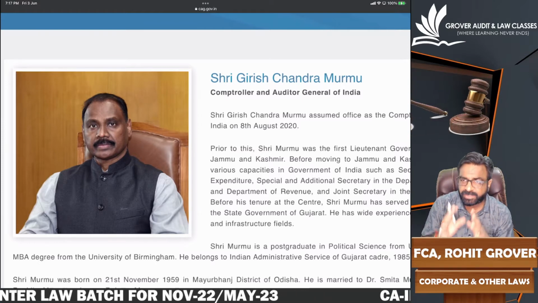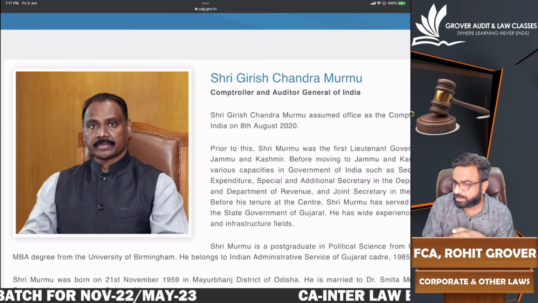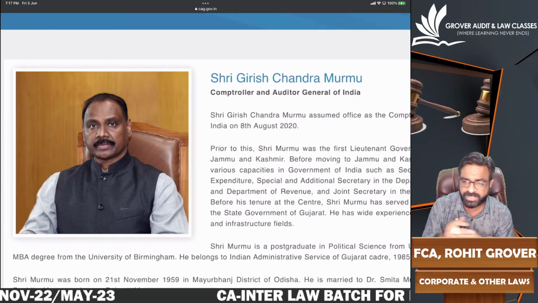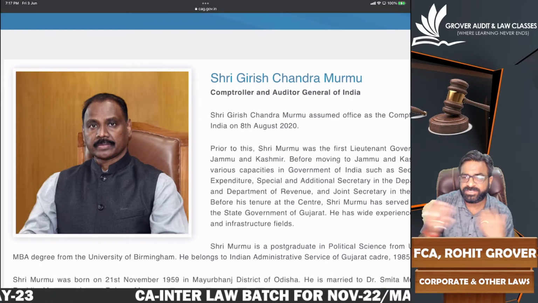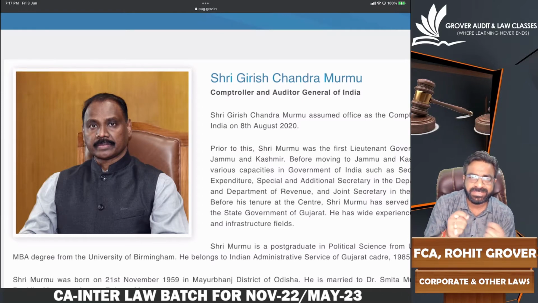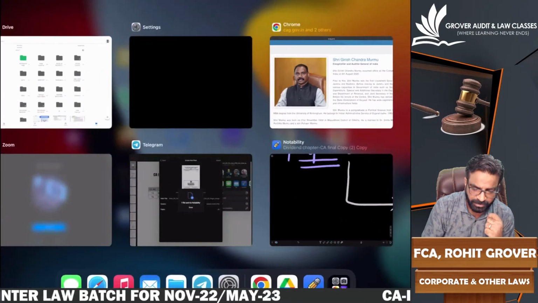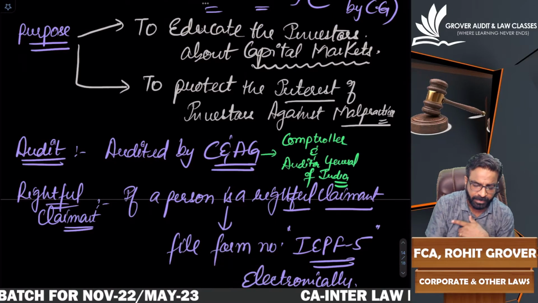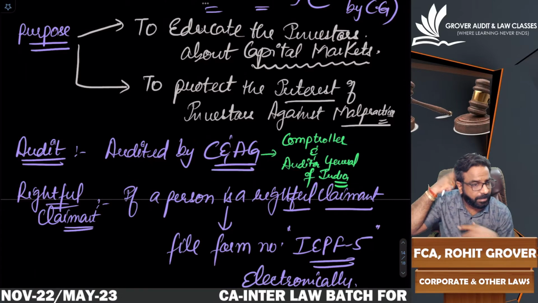Yes, sir. Every government authority, let it be state government, central government, or union territory, all their audits, compilation of books of accounts, financial statements, who takes care of that? CAG. So CAG is not an institution. CAG is a person. And who is the present CAG of India? Girish Chandra Murmu. Am I correct? Yes, sir. Now, this is the point. Now read the point, Amma. Audit: audited by CAG. Who is CAG? Comptroller and Auditor General of India.